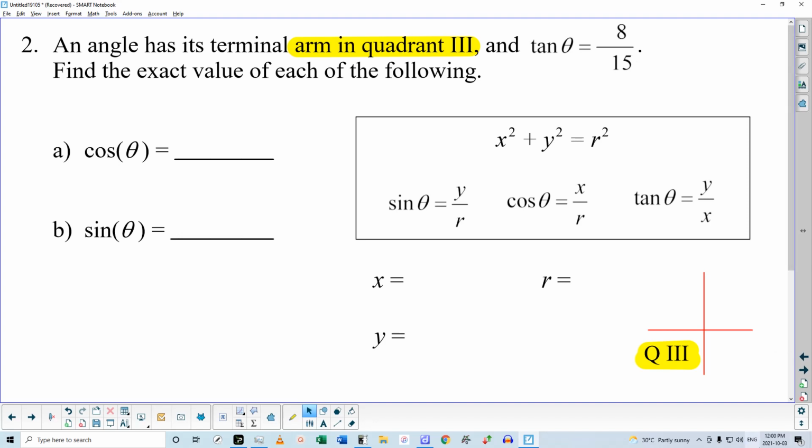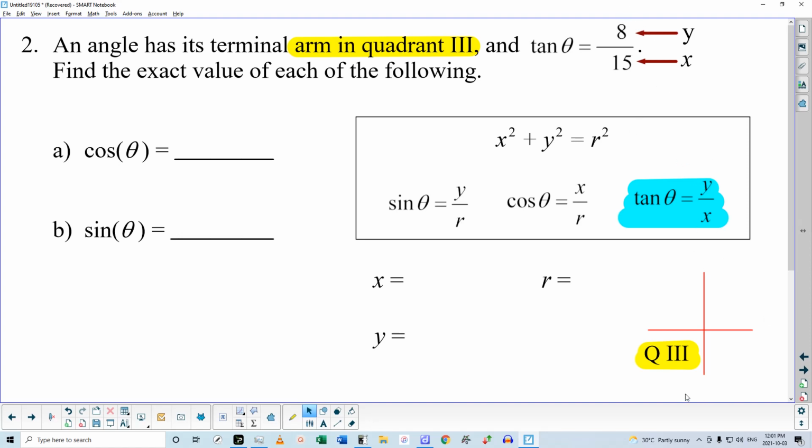When you look at your definition of tangent, I'll just highlight it for you in blue so you know what I'm referring to here. Tangent is the ratio of y over x. And up at the top in the question, you were told tangent of theta is 8 over 15. So you might believe that that means y is 8 and x is 15, because y over x is tangent, and tangent is 8 over 15.